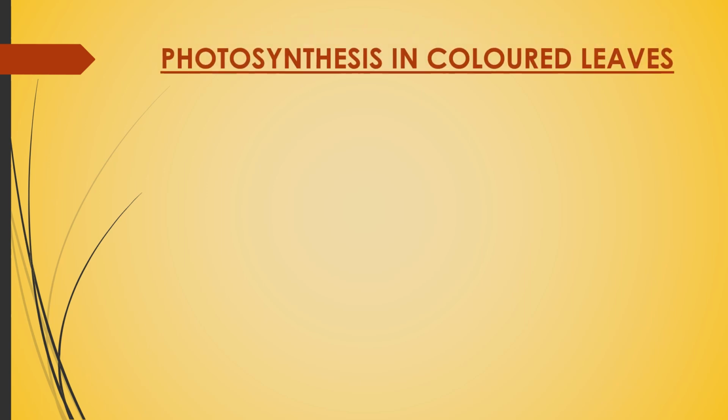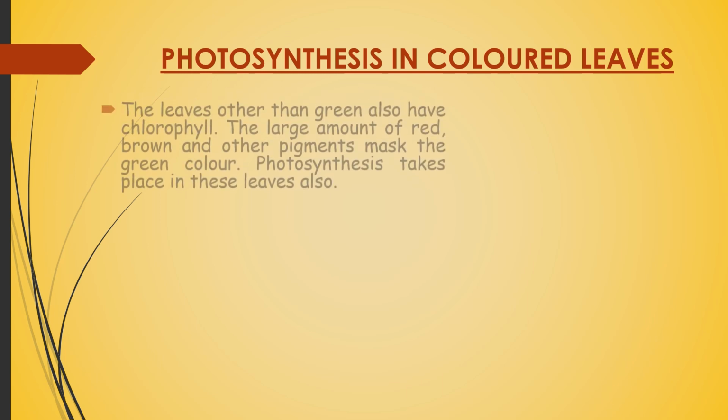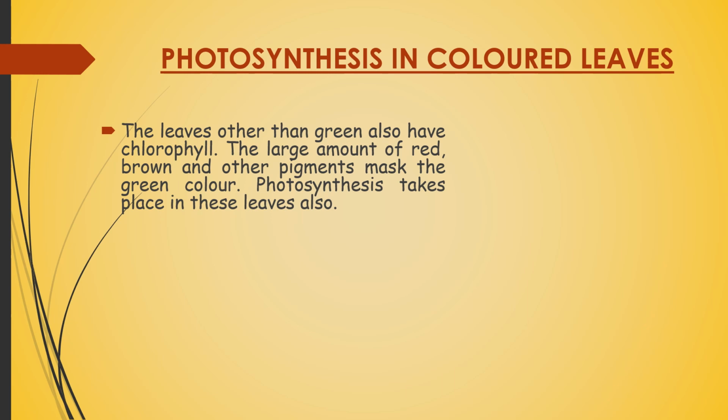We have discussed in the previous lecture that photosynthesis takes place in the green leaves of plants. But have you ever seen red or brown colored leaves of some plants, or patches on their leaves like the money plant? Now the question arises, how do they perform photosynthesis? The leaves, other than green, also have chlorophyll. The large amount of red, brown or other pigments mask the green color, means overlap the green color. Photosynthesis takes place in these leaves also.